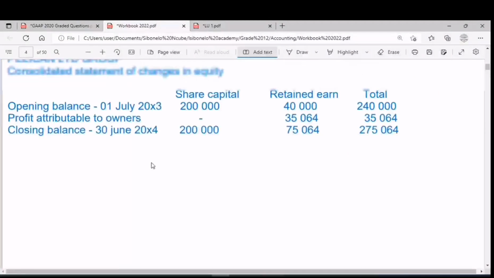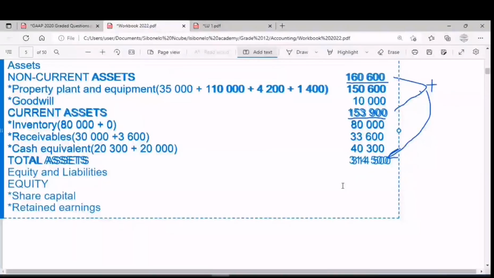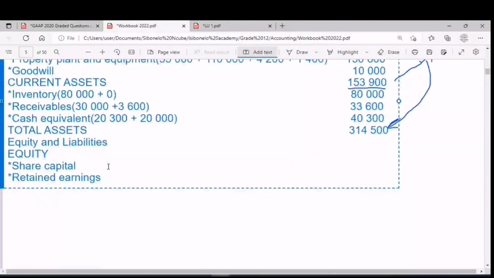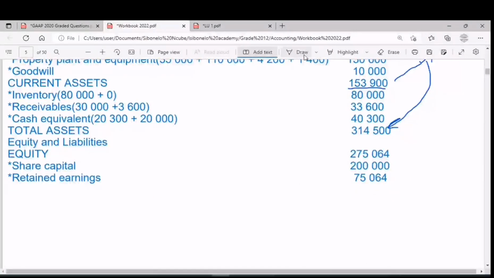So you go to the statement of changes in equity and take the closing balance, because the balance sheet takes the closing balances. The closing balance of share capital is 200,000 and retained earnings 75,064. So share capital is 200,000 and retained earnings 75,064. So total equity is 275,064. So this is the total equity.